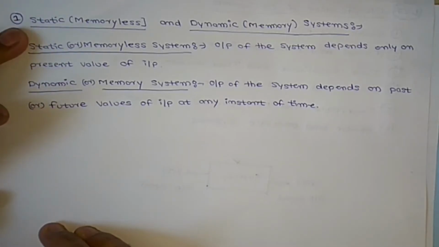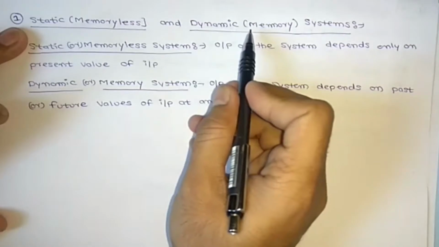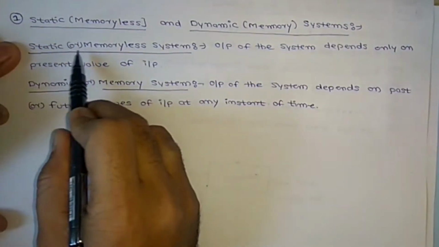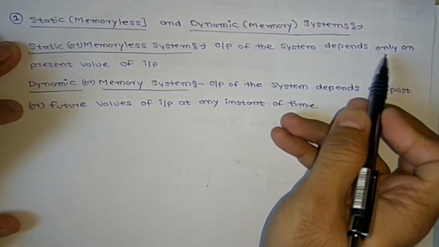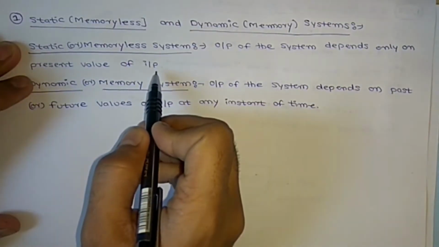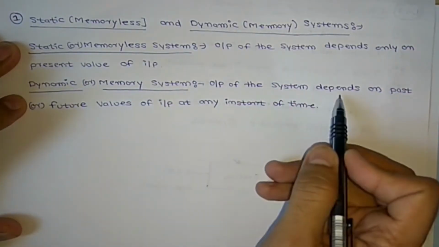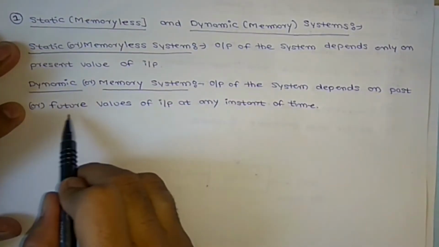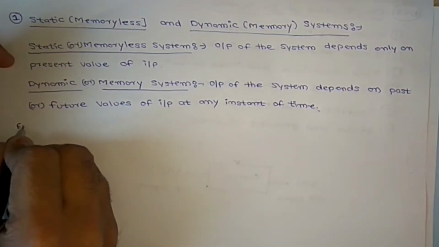Coming to the first one, static, also called memoryless, and dynamic, also called memory systems. In static or memoryless systems, the output of the system depends only on the present value of the input. In dynamic or memory systems, the output of the system depends on past or future values of the input at any instant of time. Let us see example 1.